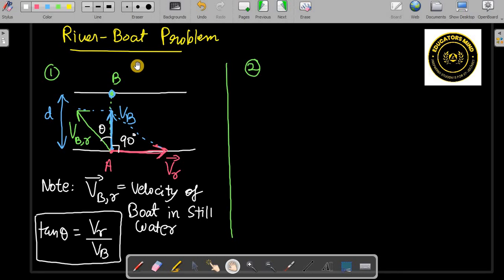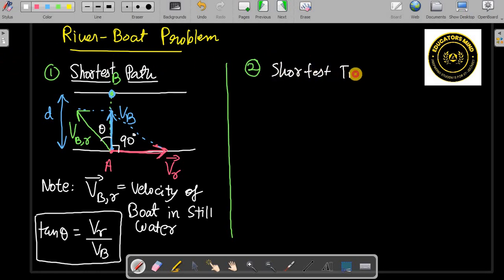There are two things here, okay. So he is able to cross in the shortest path. Remember, this is the shortest path. This problem is for the shortest path. Then we will see shortest time also. Shortest time is another case that we will see.